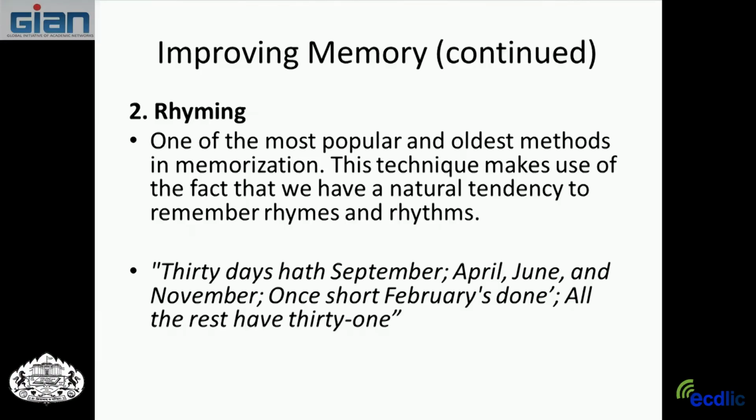Okay, rhyming is another good way to remember. It's one of the most popular and oldest methods in memorization. This technique makes use of the fact that we have a natural tendency to remember rhymes and rhythms. Here's an example of what we might say. Thirty days hath September, April, June, and November. Once short February's done, all the rest have 31. So this might be a rhyming technique that we can employ to remember which months have 30 days versus 31.